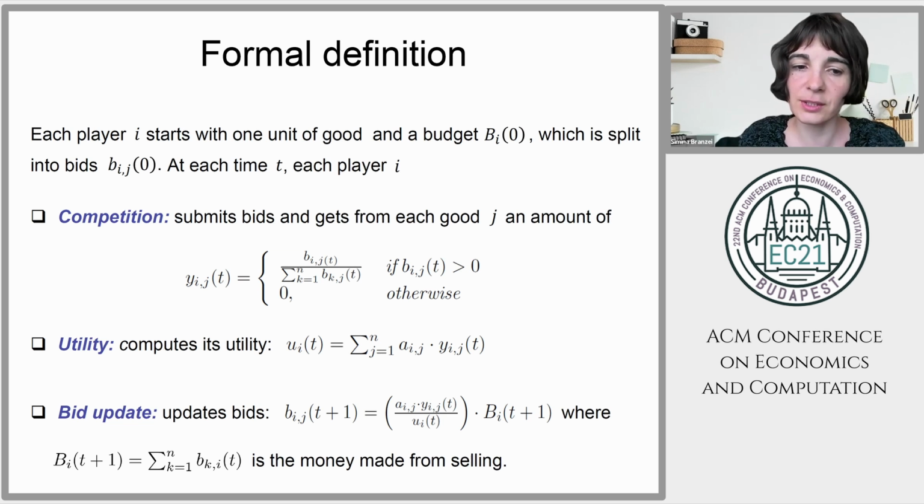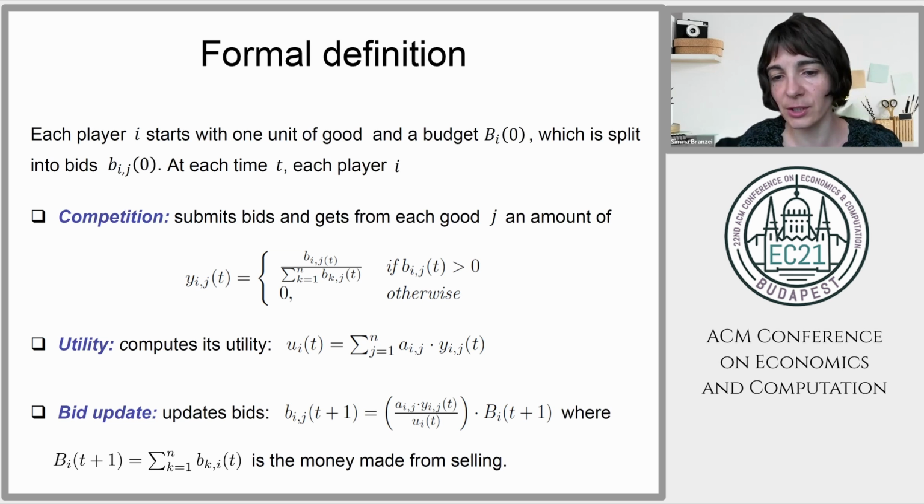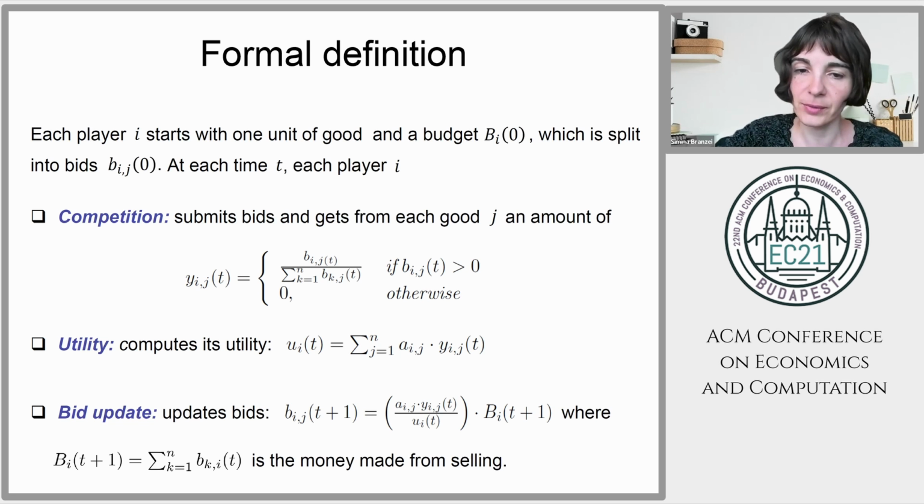Then the player calculates its utility for the bundle it receives, which is additive, and then it updates its bids for the next round. So b_ij of t plus 1. We have a fraction. In the denominator, we have u_i of t, and in the numerator we have a_ij times y_ij of t, which represents the utility that player i gets specifically from good j. This is all multiplied by b_i of t plus 1, which is the money made from selling in the previous round. So basically, if the player made 1% of its utility yesterday from good j, then it will invest 1% of its money on good j in the following day.